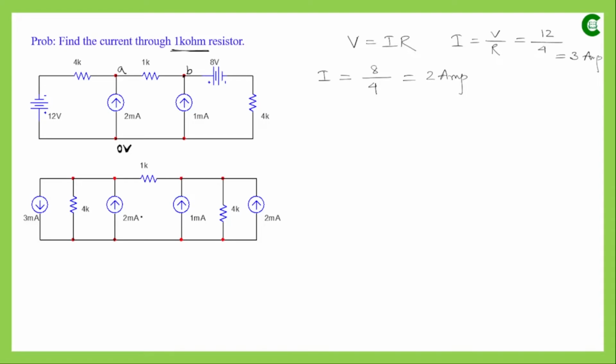So if we redraw the circuit, it will look like this. This voltage source has been transformed into this current source. This was 4 kilo ohm, so it will be 4 into 10 to the power 3, so the current will be 3 into 10 to the power minus 3, that is 3 milliampere. And similarly, it was 8 volt and the resistance value was 4 kilo ohm, so 4 into 10 to the power 3, so it will be 2 into 10 to the power minus 3 ampere, that means 2 milliampere.